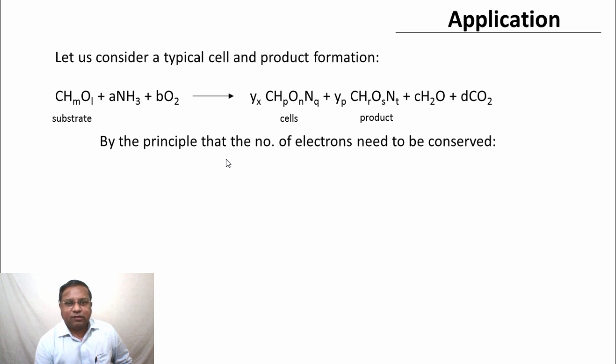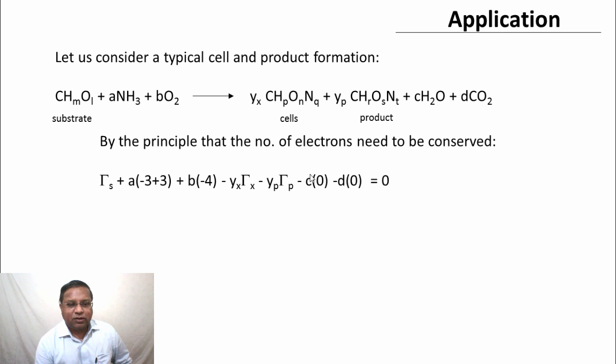Electrons we know are conserved, right? So by that principle, the number of electrons need to be conserved. That's what we just mentioned. So if you count the number of electrons on this side, that must equal the number of electrons on this side. How do we count the number of electrons? We have degree of reductance. That's how the degree of reductance thing ties in.